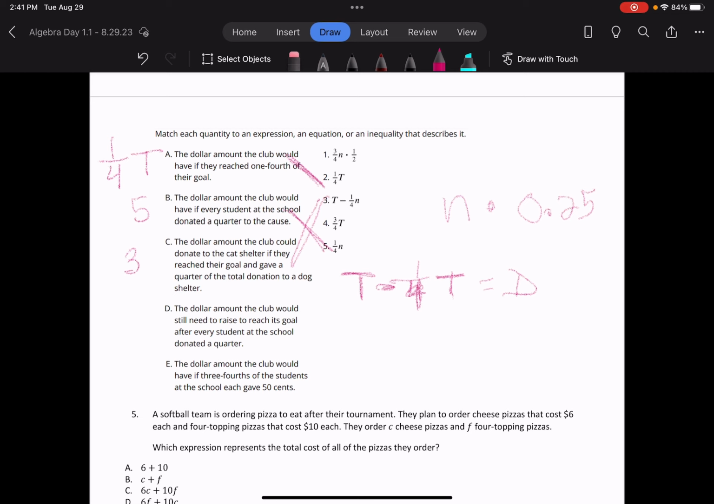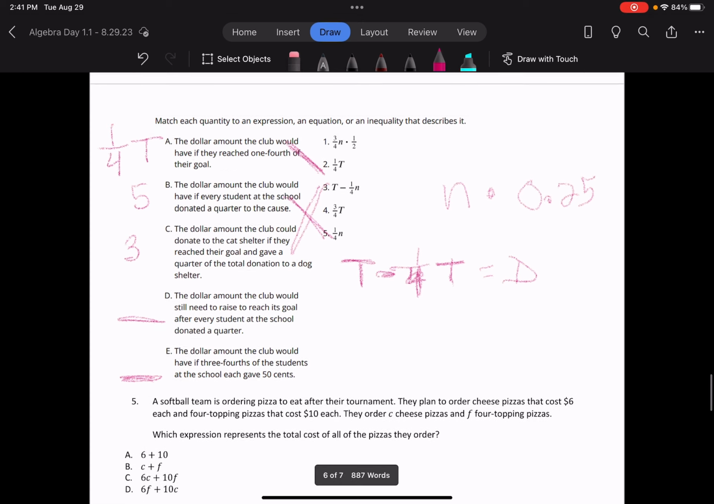Letter D and E, again, I'm going to ask that you figure out yourself. Now that you have the information that I've given you for A, B, and C, you can figure these 2 out completely on your own. I know that you can.